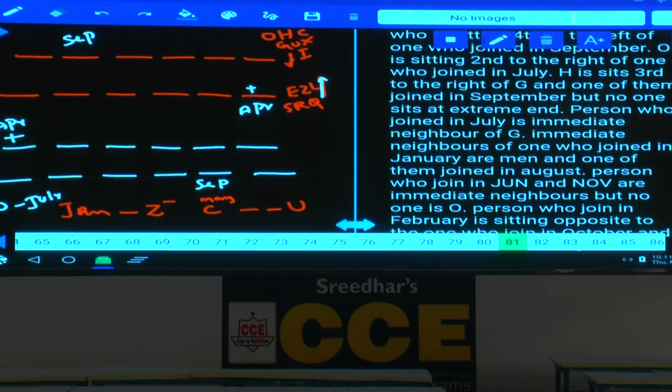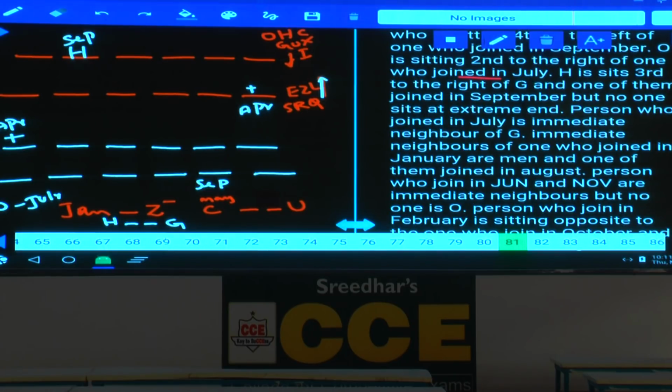Next one, H sits out to the right of Z. H is seated out to the right of Z, and this again comes under row 1. And one of them joined in September. As one of them joined in September, it is none other than H only, isn't it? And so H must be here. And H sits out to the right of Z.